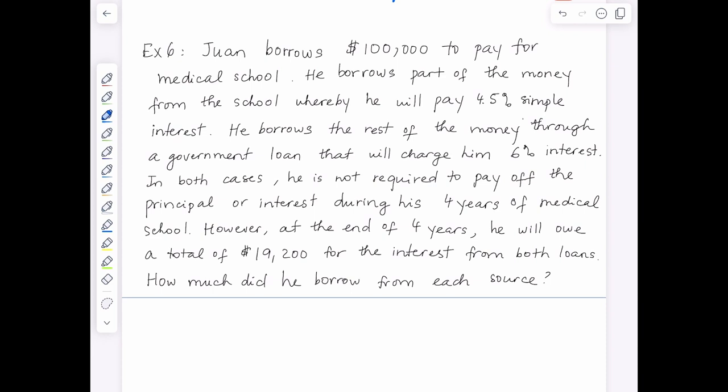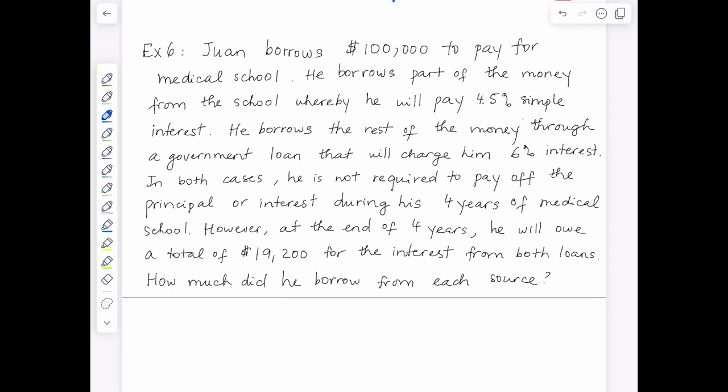Example 6, Juan borrows $100,000 to pay for medical school. He borrows part of the money from the school, whereby he will pay 4.5% simple interest. He borrows the rest of the money through a government loan that would charge him 6% interest. In both cases, he is not required to pay off the principal or interest during his 4 years of medical school. However, at the end of 4 years, he will owe a total of $19,200 for the interest from both loans. How much did he borrow from each source?